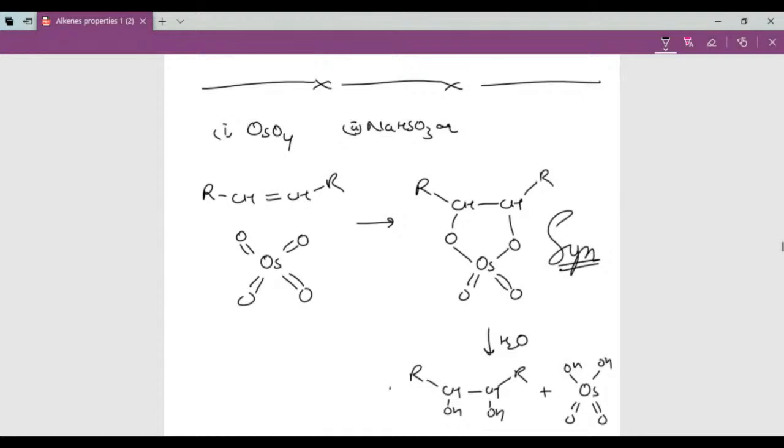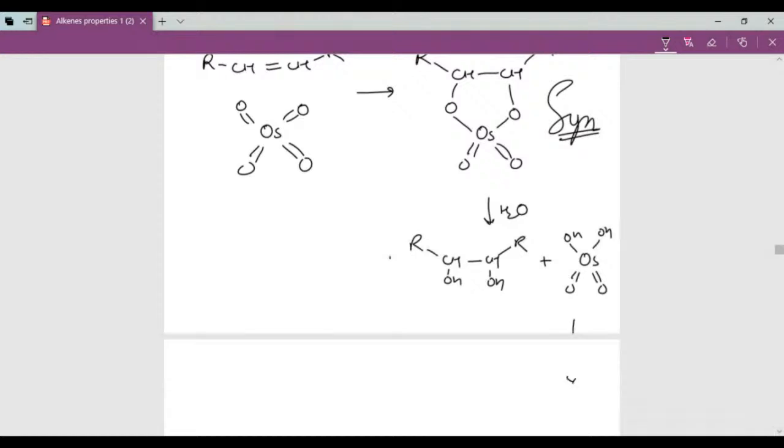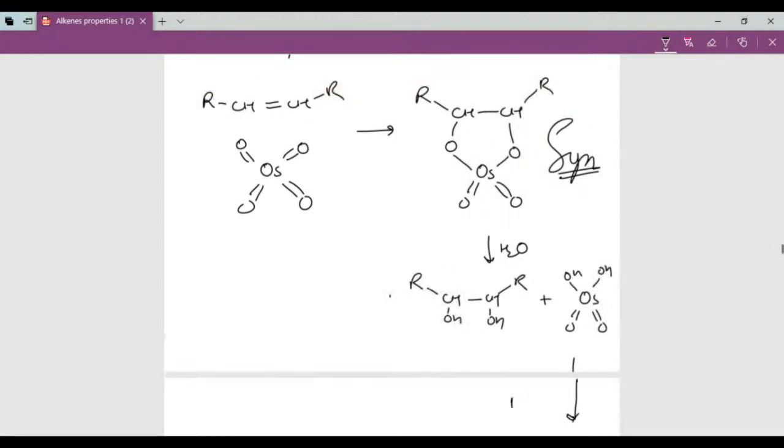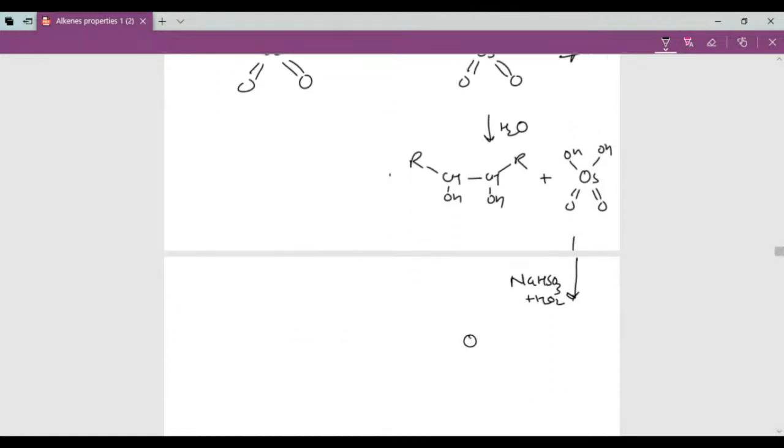Now, this is further oxidized back. As I said, we use NaHSO3 along with H2O2. Here we use NaHSO3 plus H2O2. It oxidizes osmium back to OsO4. The osmic acid formed is further oxidized by the use of H2O2 to OsO4. Now, this is a very good yield reaction, and very specifically syn.